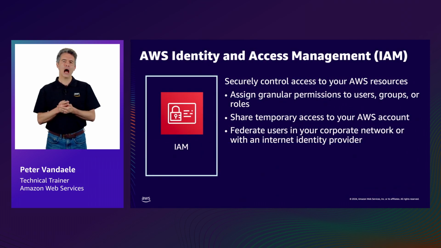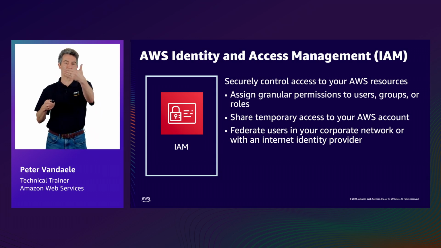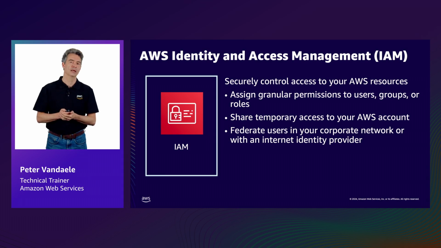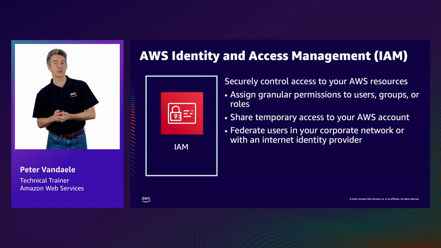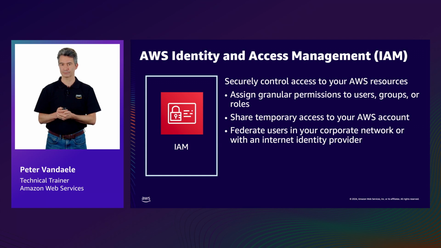Let us now talk about how we can use AWS Identity and Access Management, or IAM, to authenticate users and control their access to AWS services and resources. AWS IAM gives you the ability to securely control access to your AWS resources. You can assign granular permissions to users, groups, and roles. You can share temporary access to your AWS account and also federate users in your corporate network or with an internet identity provider.